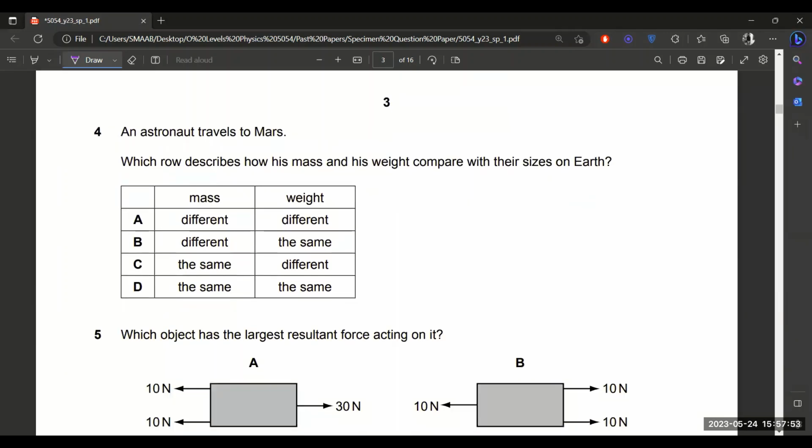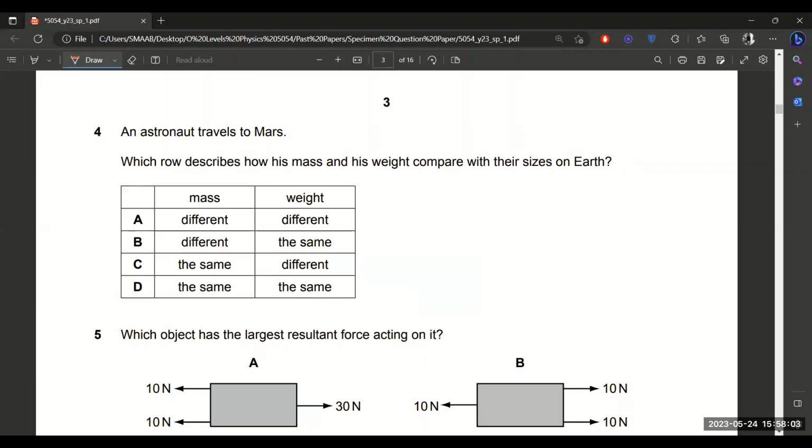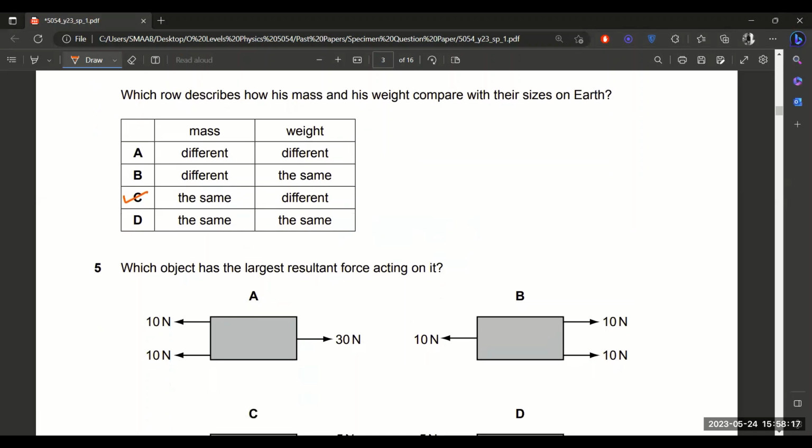Question number 4, an astronaut travels to Mars. Which option describes how his mass and weight compare with their sizes on Earth? So basically there is a comparison between mass and weight. We know that mass remains the same everywhere. Only weight changes according to the gravitational force. So according to that, option C is the right answer. Mass remains the same. Weight will be different according to the sizes.